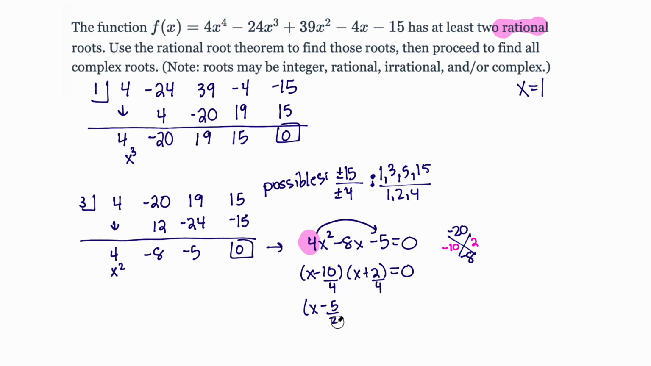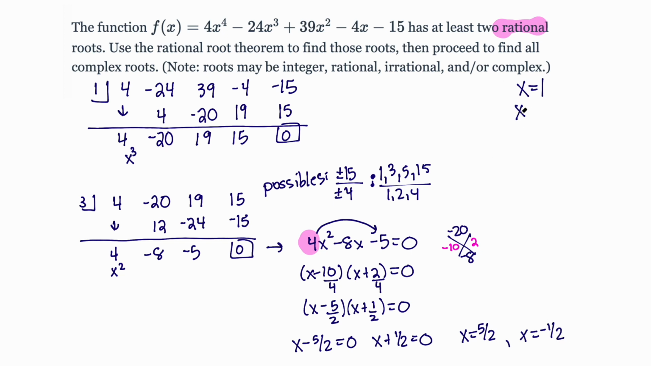This will give me 5 halves. This will give me 1 half. And now we could swing it in front, but we're solving for 0. So I would go ahead and just set them both equal to 0. And so I know that x equals 5 halves, and I know that x equals negative 1 half. So x equals 5 halves, x equals negative 1 half, and from this 3, we knew that that worked. And that was 4 zeros, and that was an x to the 4, so it did work.